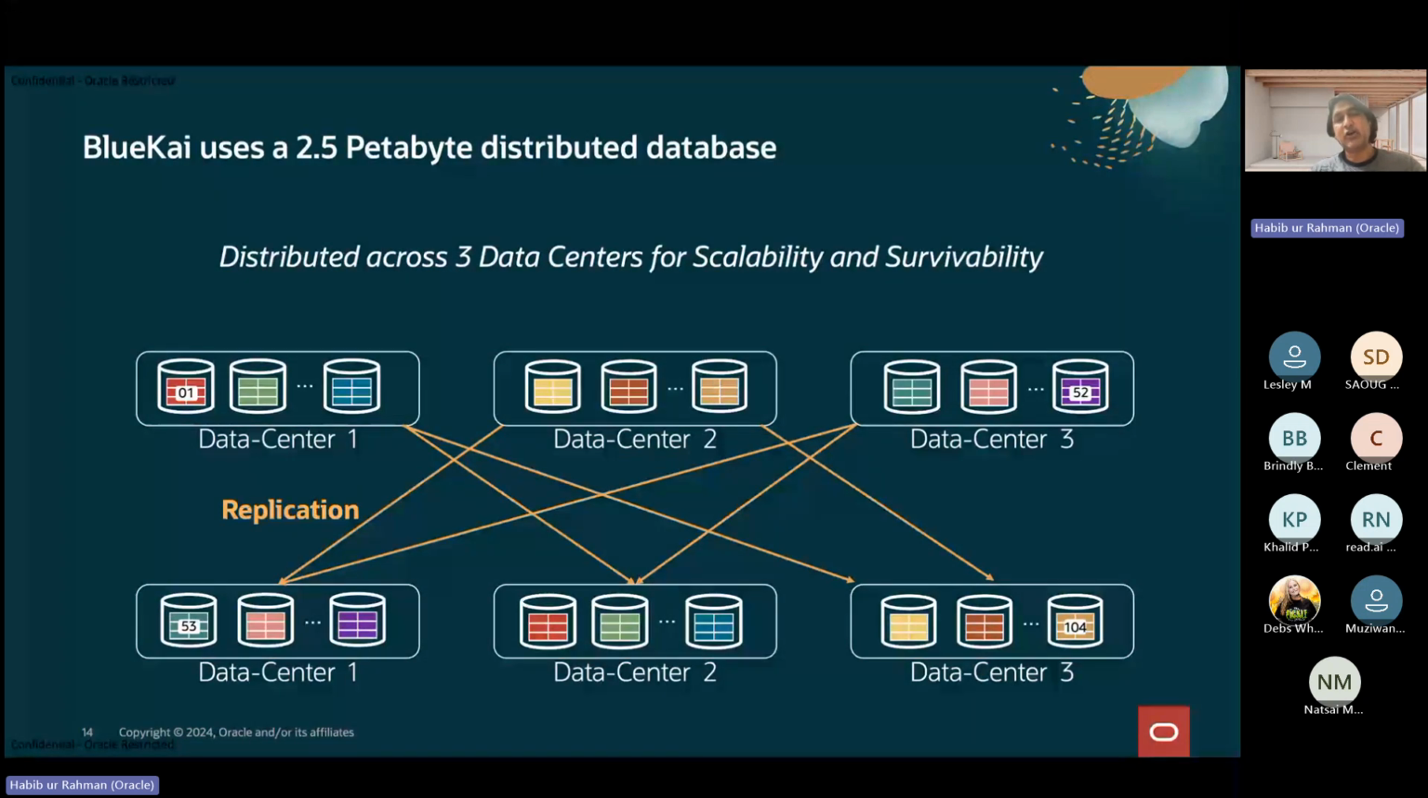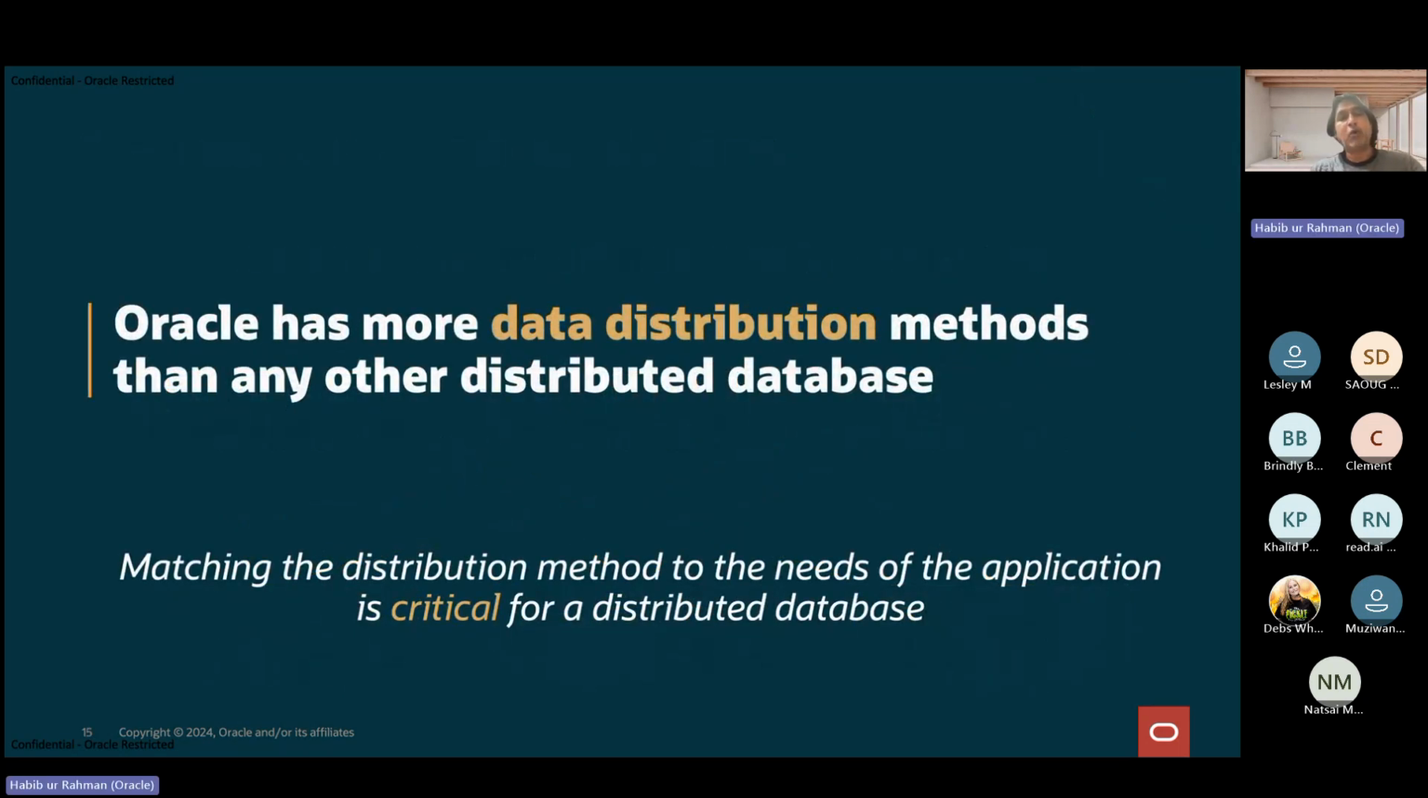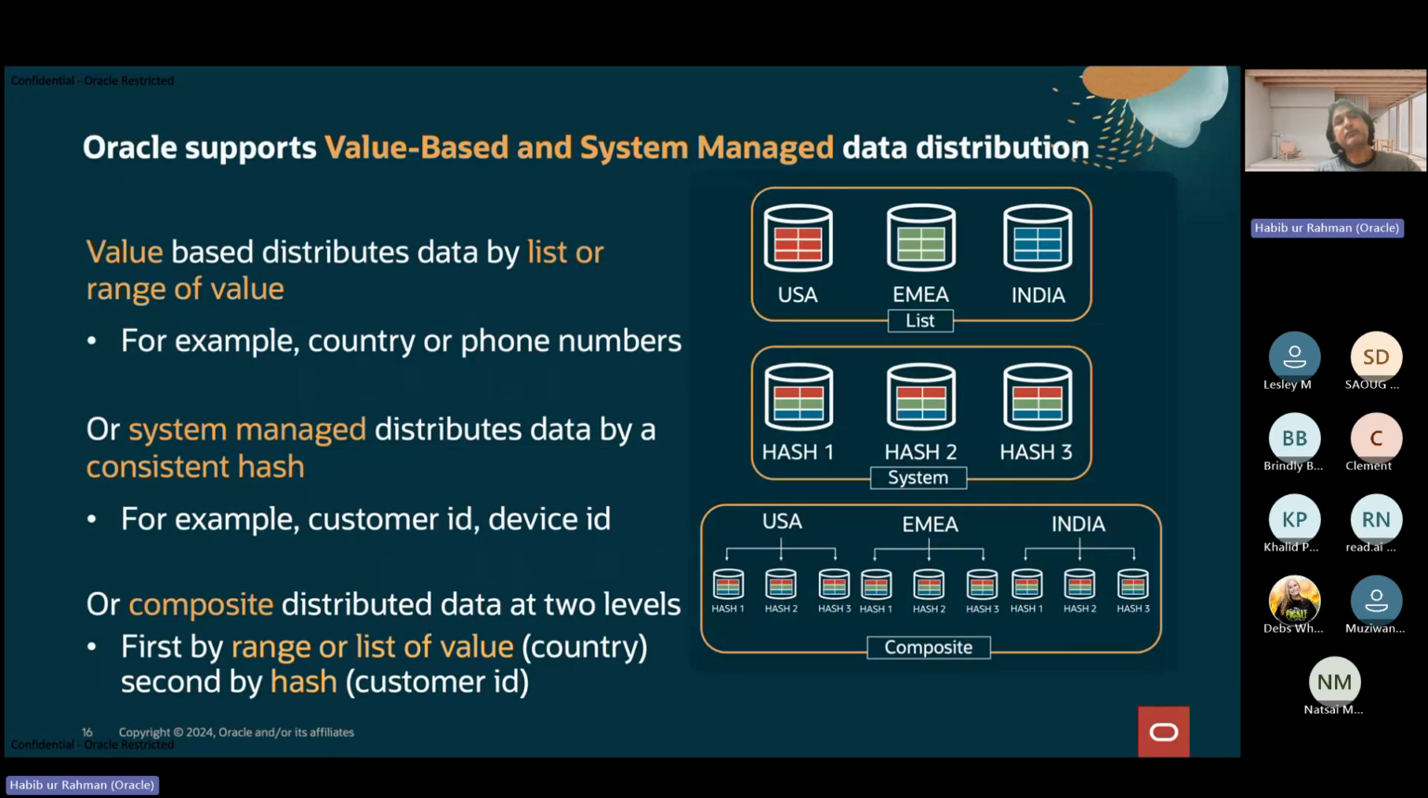And the size of the data is somewhere more than 2.5 petabytes right now. Now, Oracle has more data distribution methods than any other distributed database. The purpose behind this is that matching the distribution method to the need of the application is critical for database distribution. Let's see what exactly we have.